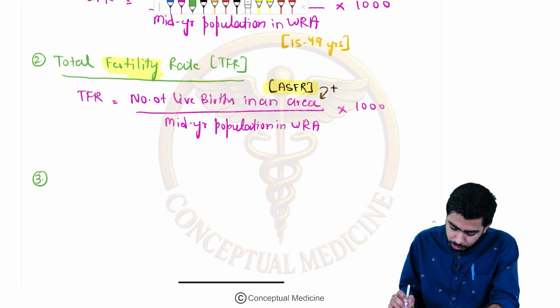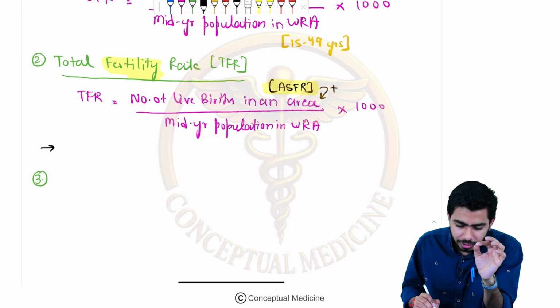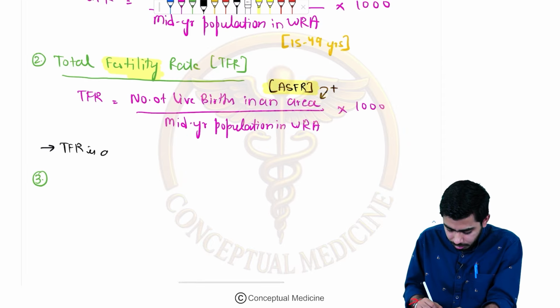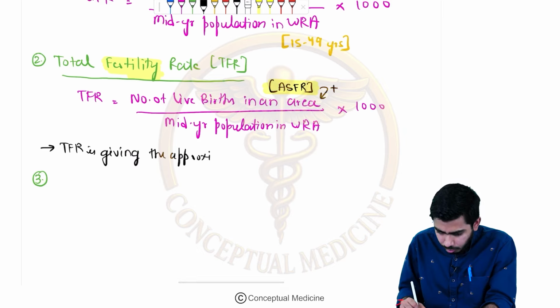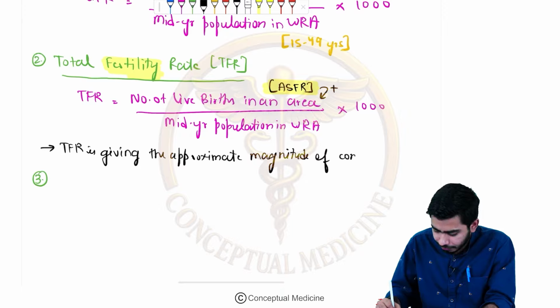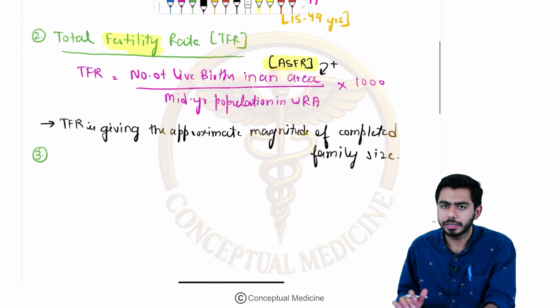Okay, before that, one more thing I would like to add over here in the total fertility rate. Basically, the total fertility rate is giving us the approximate magnitude of completed family size. Okay, so if this question comes, what is the indicator of completed family size, then your answer should be the total fertility rate, guys, right?